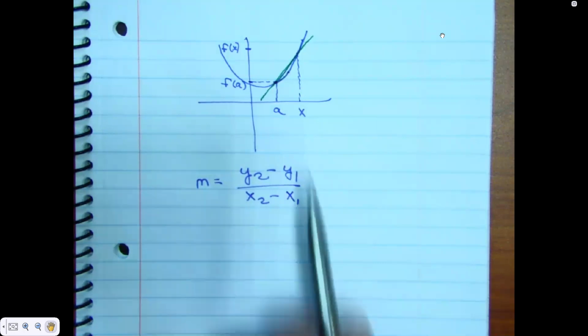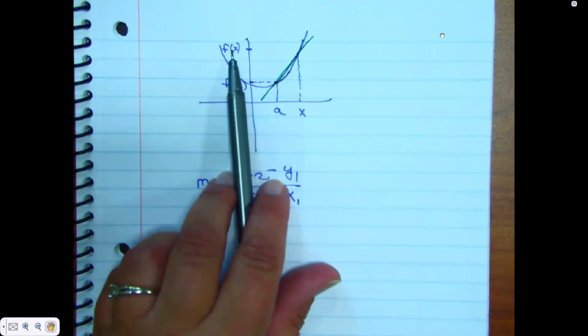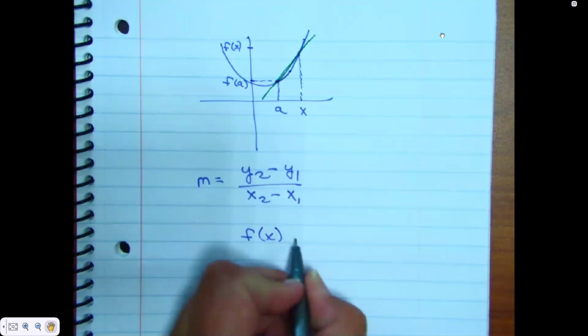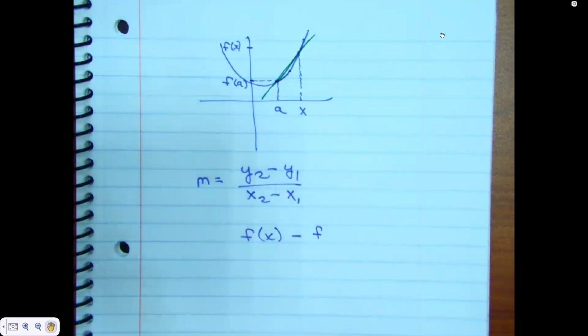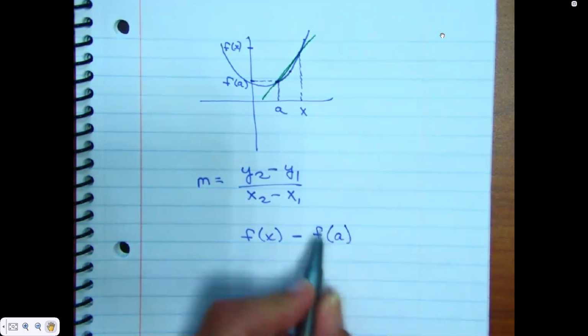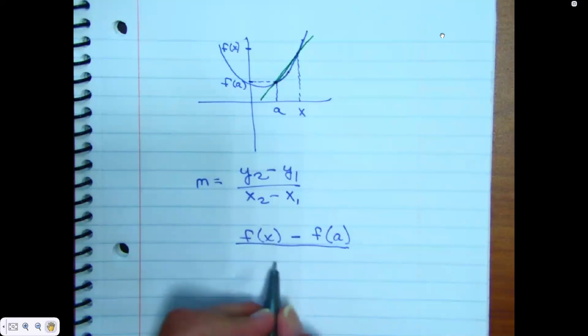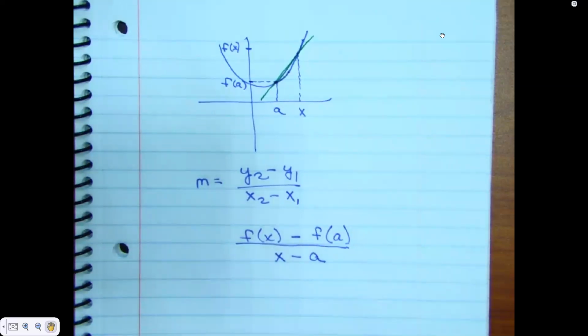Who can fill in using these 2 points? My y2 would be f of x. So f of x minus f of a over x minus a. And that's really what we use. Now we'll talk about, we adjusted just a little bit, but that's what we use.